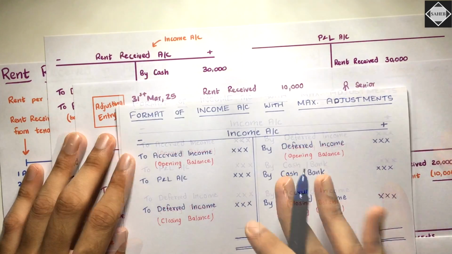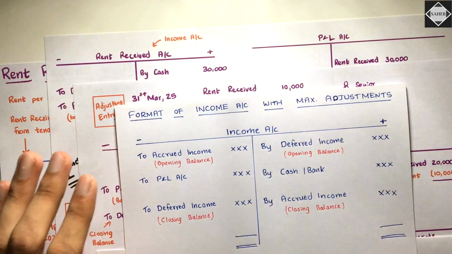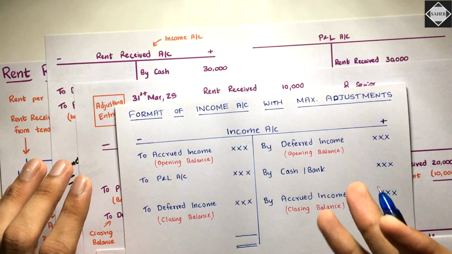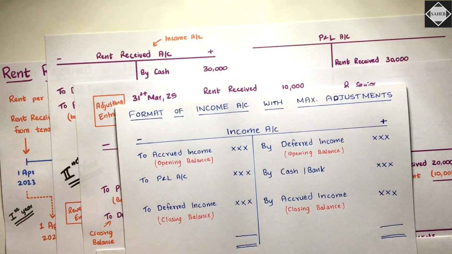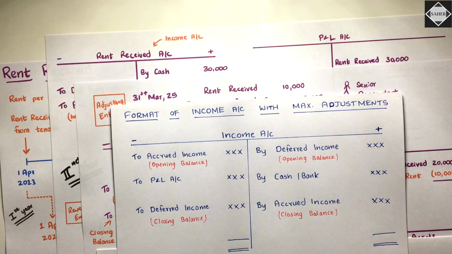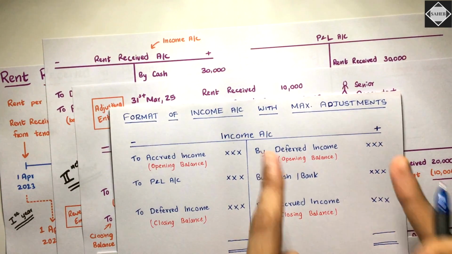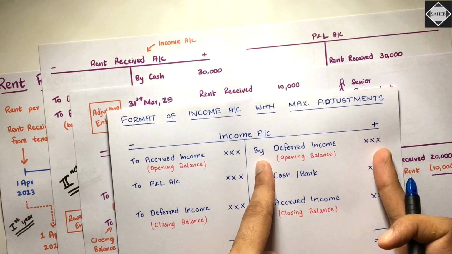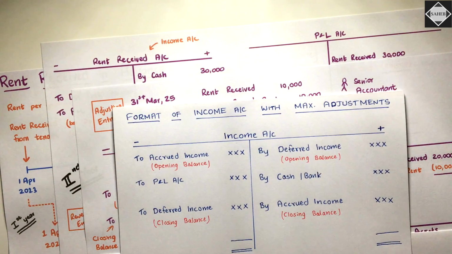Fine. See the format over here, the format of an income account with maximum adjustment. We also saw this in the previous video when we understood accrued income, right? Accrued income was an asset account, so it has opening balance on the debit side and closing balance on the credit side. Now we are talking about deferred income, which is a liability, so opening balance on the credit side because it has a credit balance, and closing balance on the debit side. Is that clear? Okay, so this is what you have to take in the income account.